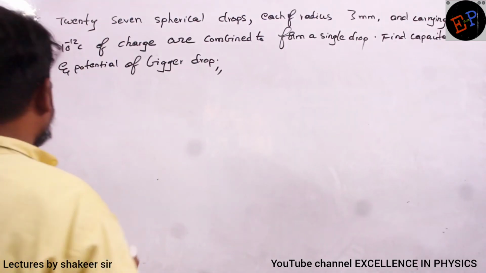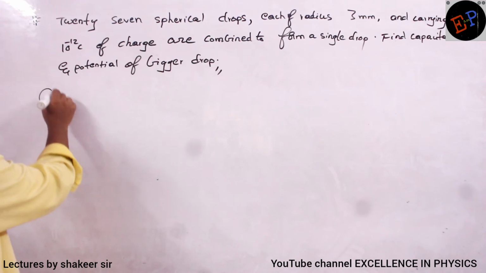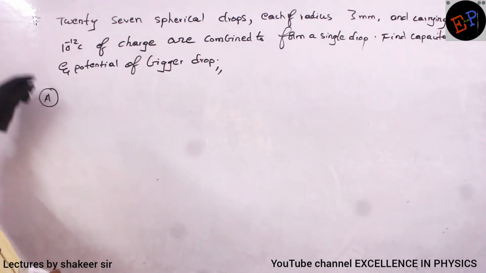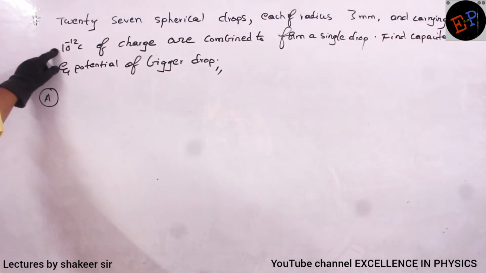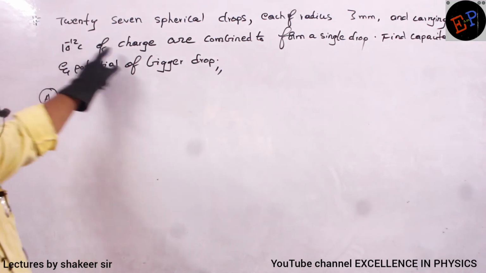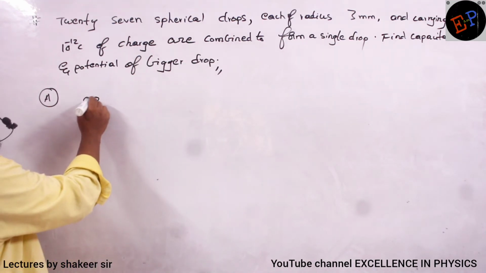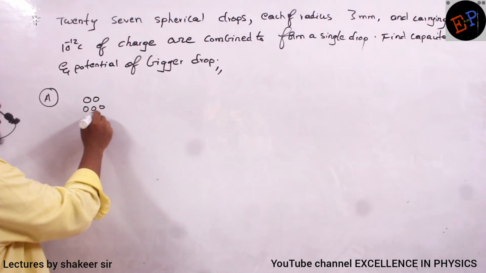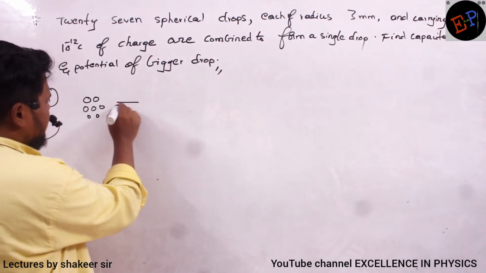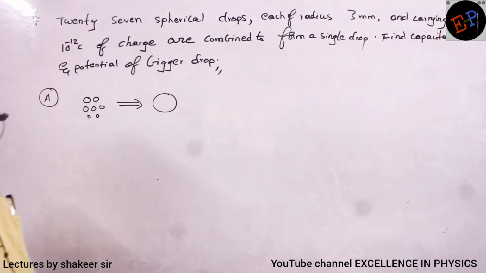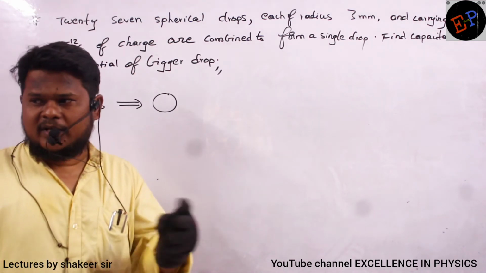See this question. Question is: 27 spherical drops, each of radius 3 millimeter and carrying 10 power minus 12 coulombs of charge, are combined to form a single drop. Initially there are many small drops, 27 drops, and they combine to form a bigger drop. That is the concept. Then you are supposed to calculate the capacitance and potential of the bigger drop.